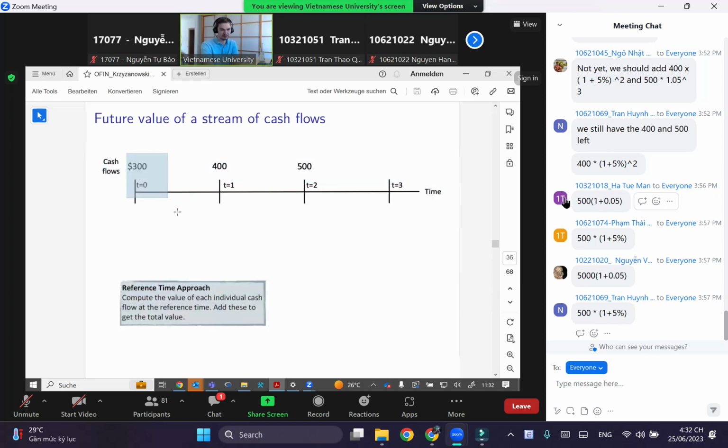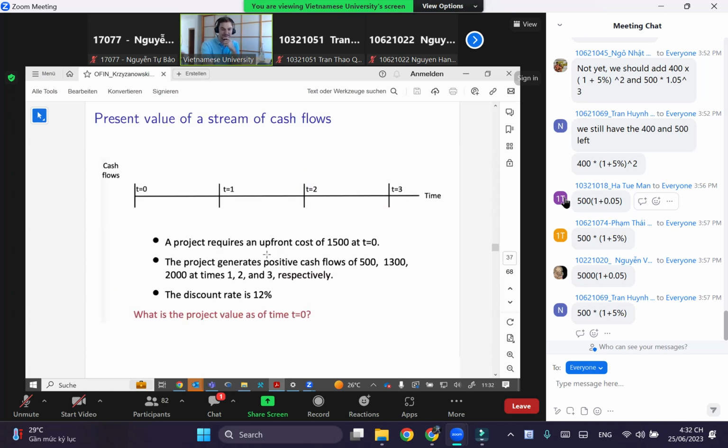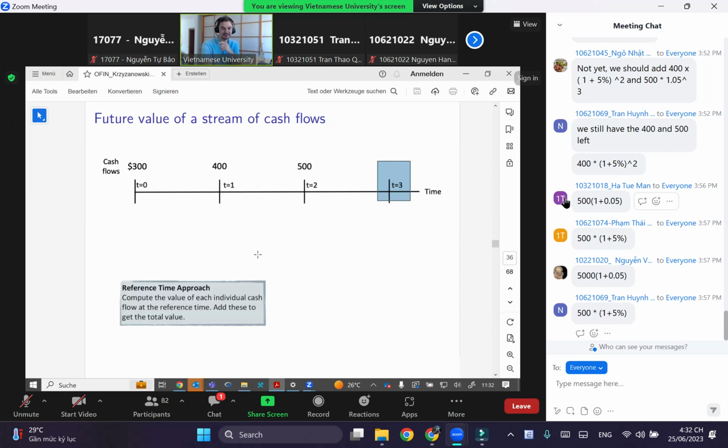The other one we discussed, we would take each one individually, each of these investment amounts, and simply ask: what is the future value in period time 3 of the 300? What is the future value of the 400 in time 3? What is the future value of the 500 in time 3? Importantly, this should give us the same results.